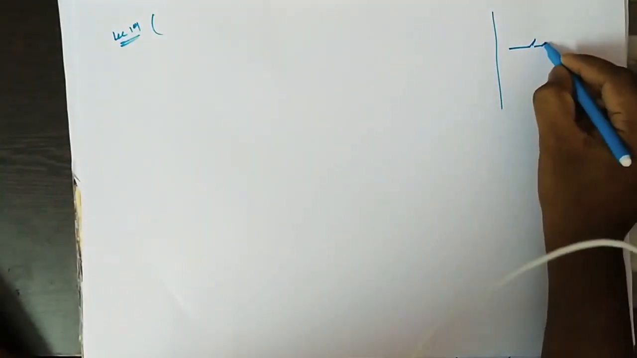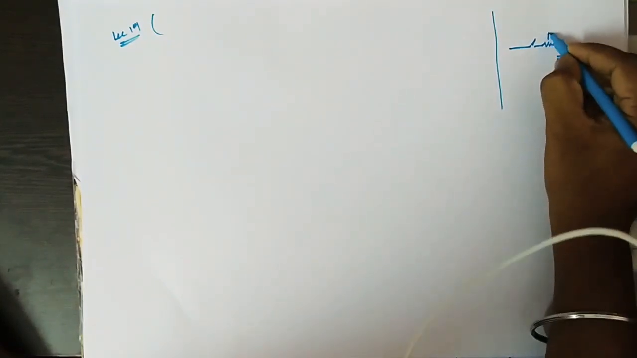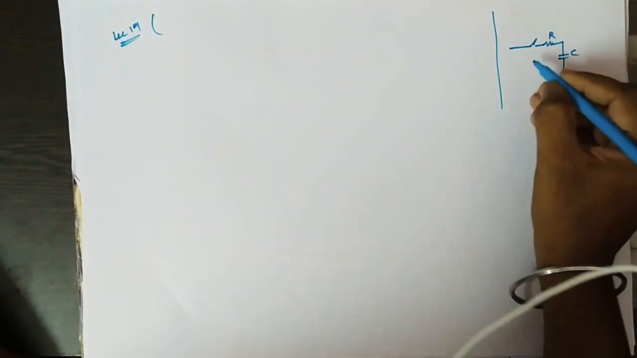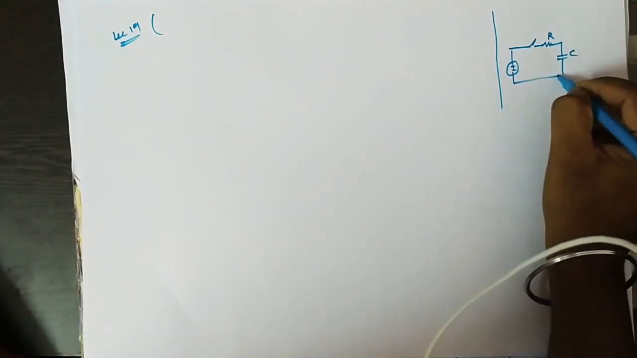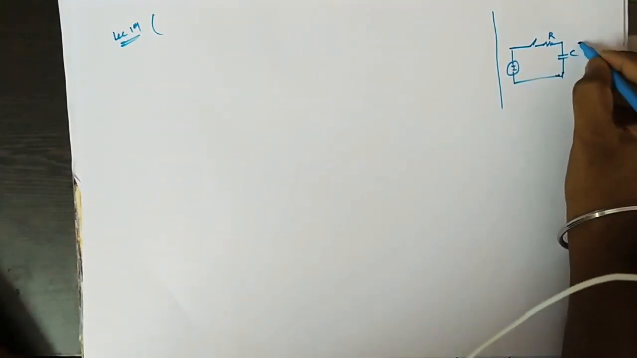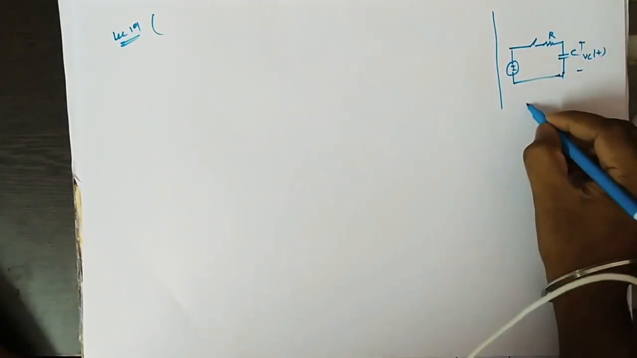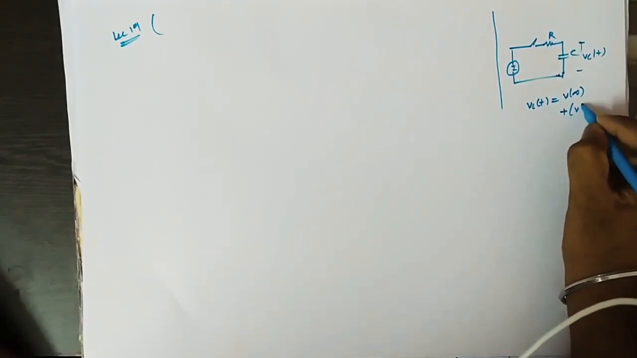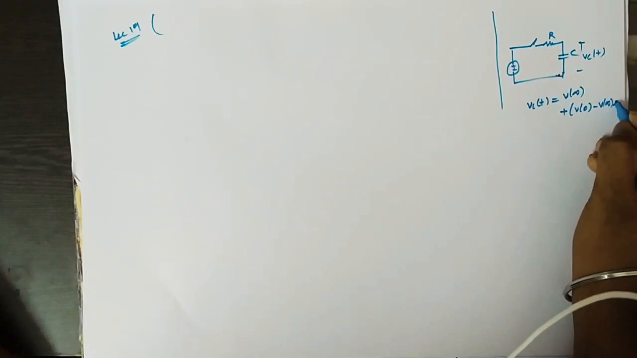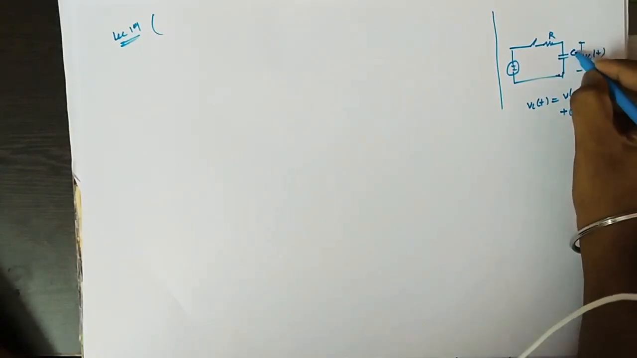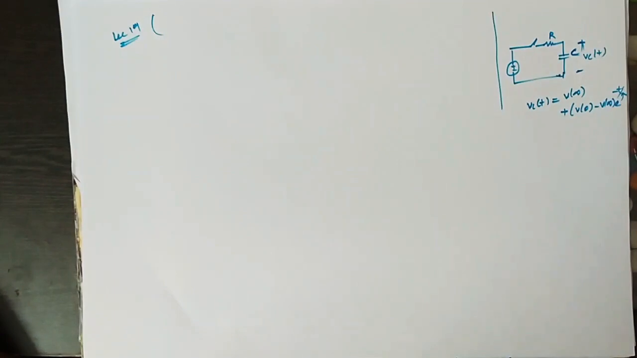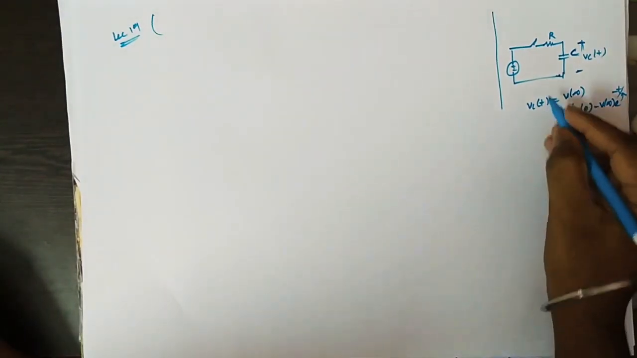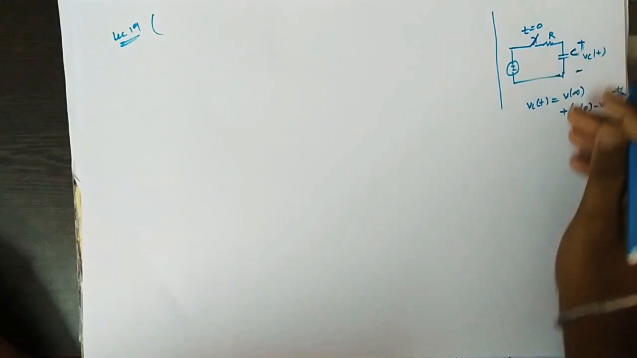So in last class, I derived the RC circuit response. In the time domain or Laplace domain, the expression for Vc of t is: Vc of t equal to V infinite plus V of 0 minus V of infinite times e power minus t by tau. So we derived the change in voltage across the capacitor, in the time domain and also in the Laplace domain.